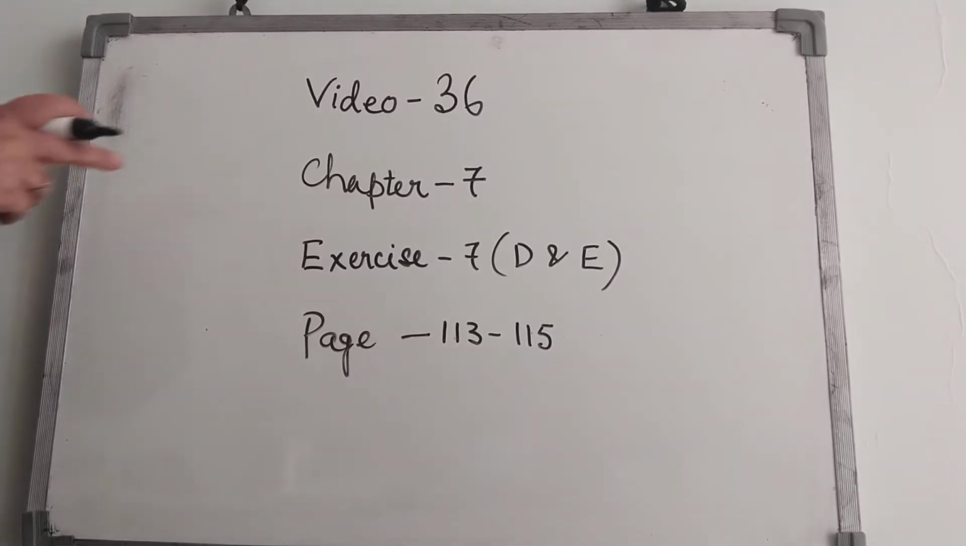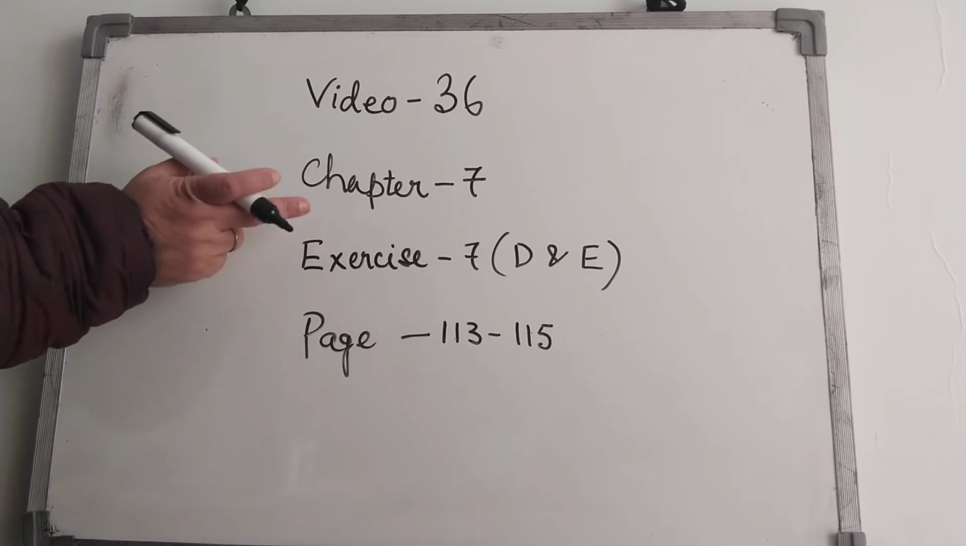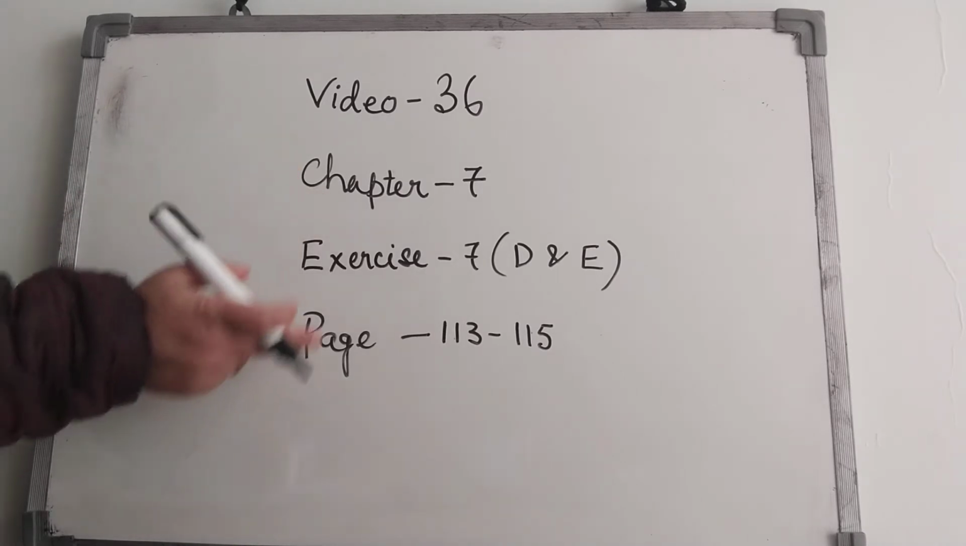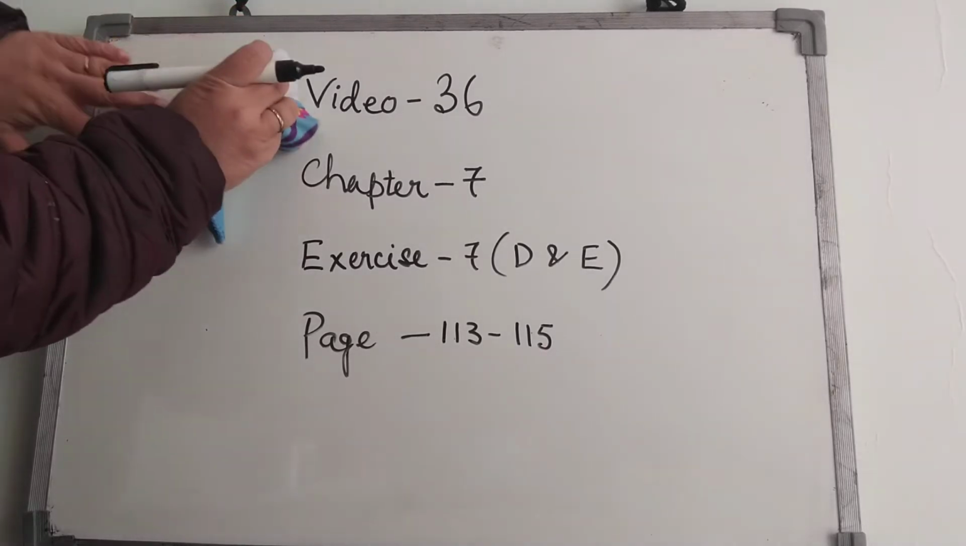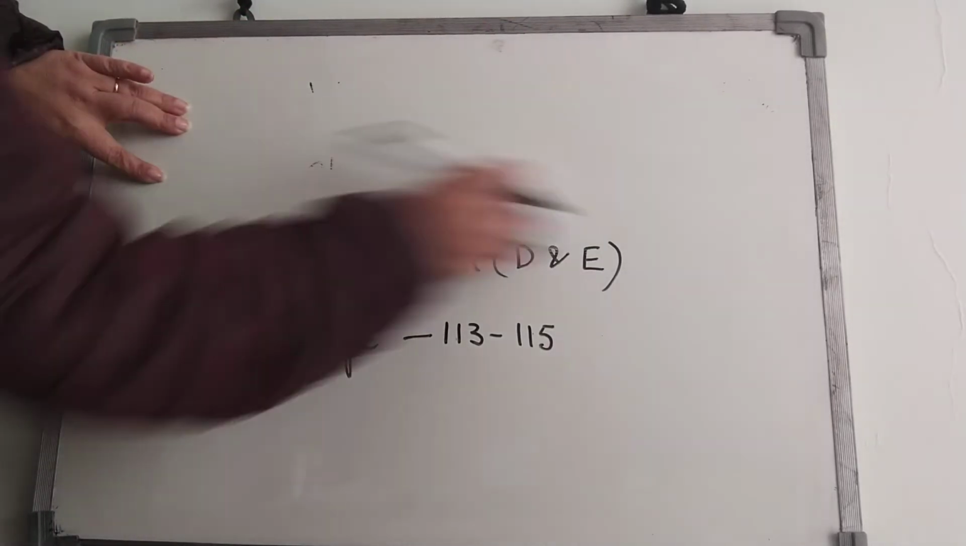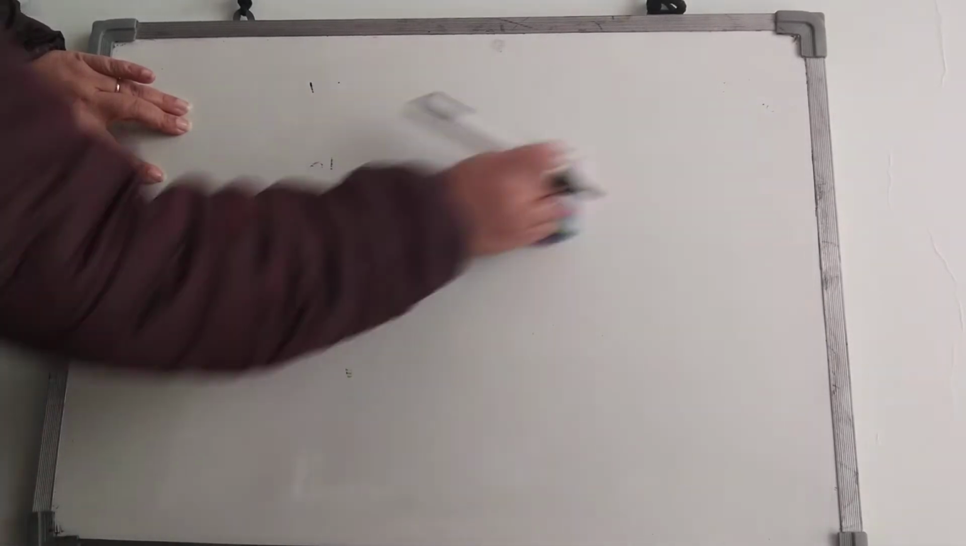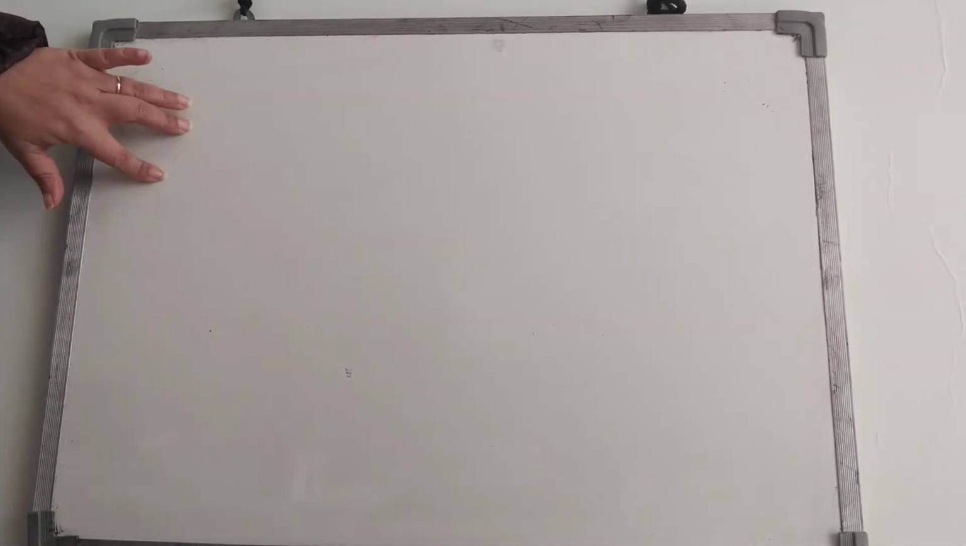In this video, I am going to explain to you chapter 7, exercise 7D and E. So, take out page number 113. Divide using multiplication table.